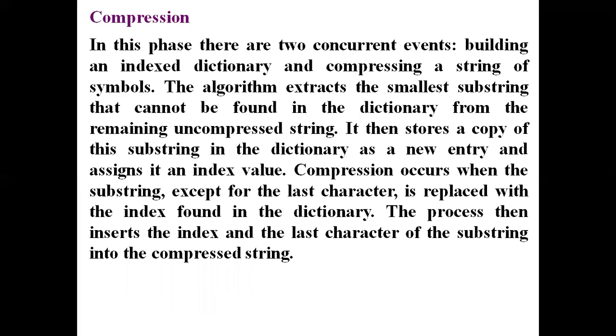The compression technique says that in this phase, there are two concurrent events. We have to build an index dictionary and compress the strings of symbols. The algorithm extracts the smallest substring that cannot be found in the dictionary from the remaining uncompressed string. That is, whatever the data is, I'll take the first smallest occurrence of the data. It then stores a copy of this substring in the dictionary as a new entry and assigns it an index value. The compression occurs when the substring, except for the last character, is replaced with the index found in the dictionary. The process then inserts the index and the last character of the substring in the compressed string.